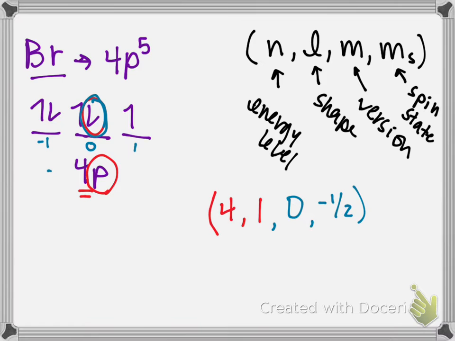Okay. So could I ever have a quantum number that starts like this? 4, 4? No, because I don't have an orbital shape that's assigned the numerical value 4, right? It goes S, P, D, F, and that's it. So I could never have that.